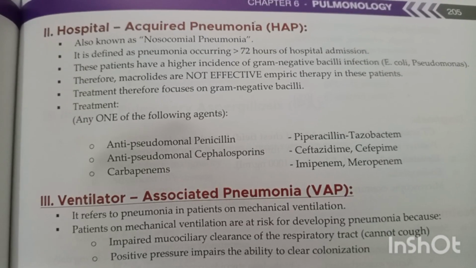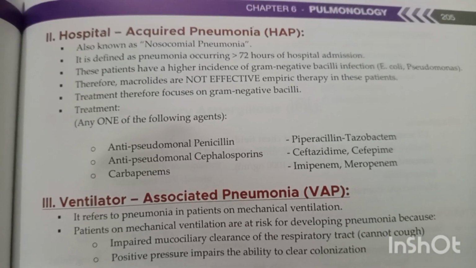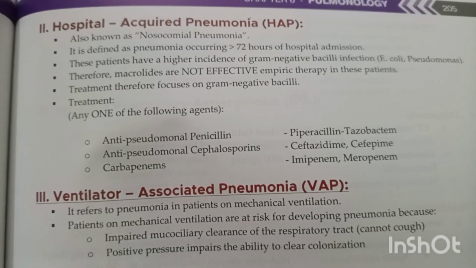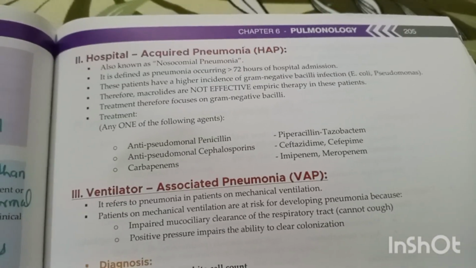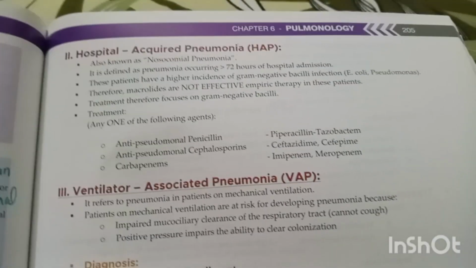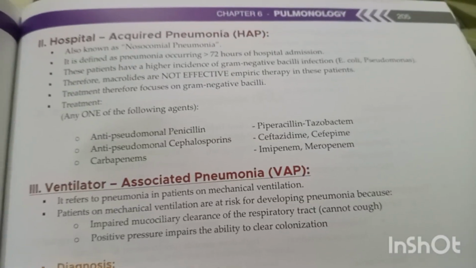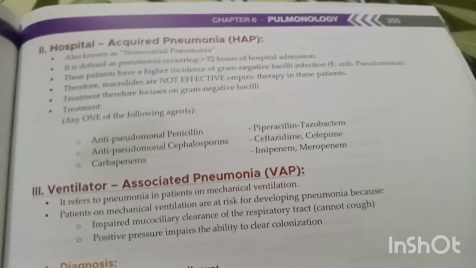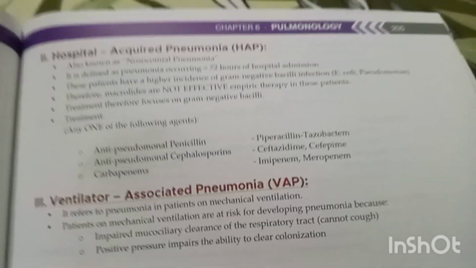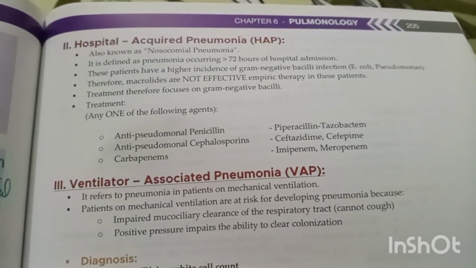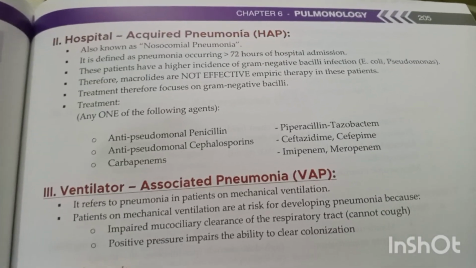Hospital acquired pneumonia is also known as nosocomial pneumonia. If the patient comes to you and is having pneumonia within 72 hours of admission, then we don't consider it hospital acquired pneumonia. We consider it community acquired pneumonia. But if the patient has passed more than 72 hours in the hospital and is now having pneumonia, then we consider it hospital acquired pneumonia.